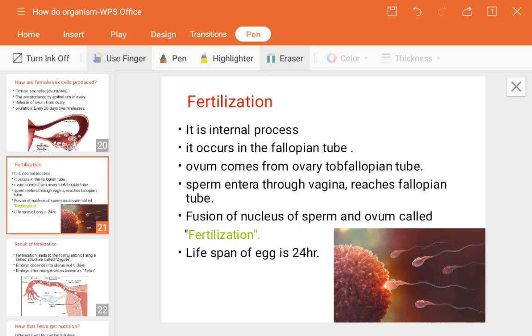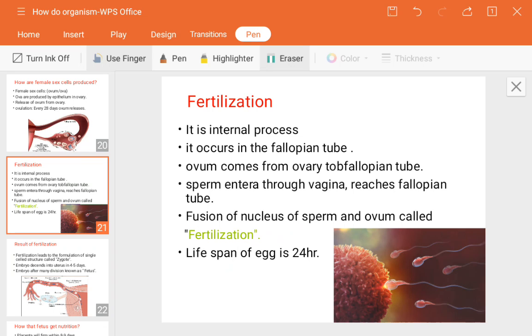Now, the lifespan of an egg is about 12 hours. Within those 12 hours only, if any sperm is able to fuse with that egg, then fertilization can take place; otherwise, no fertilization will take place. The 24 hours is there, so it is only possible within one day. So this is about fertilization.